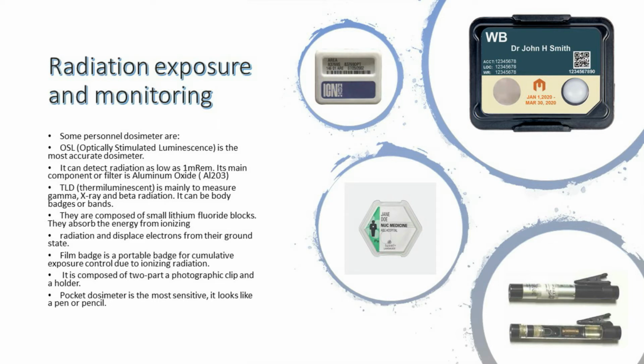Another one is thermoluminescence, which is mainly used to measure gamma, X-ray, and beta radiation. It can be body badges or bands.